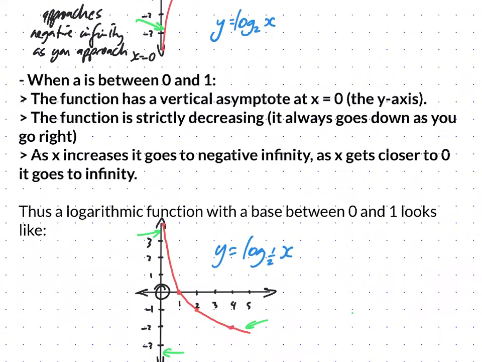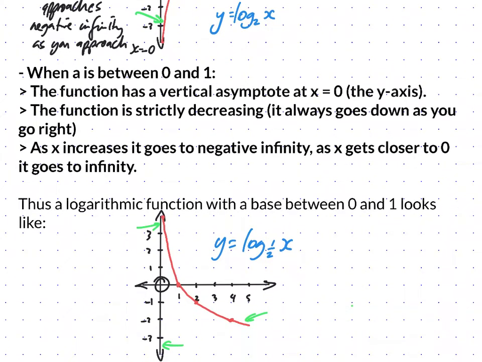Now, you can't have it less than 0, you can't have it 1, but you can have it between 0 and 1. So if you have a base that's between 0 and 1, so a fraction basically, the function has a vertical asymptote at x equal to 0, the y-axis again, so that doesn't change. But the function is strictly decreasing, so it always goes down as you go to the right. So that's the opposite. And as x increases, it goes to negative infinity. As x gets closer to 0, it goes to infinity. So it's sort of like it's been mirrored in the x-axis.